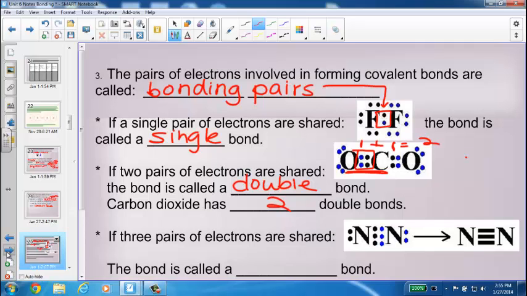And sometimes you'll notice we can write the bonds as lines. A line is a pair. So you'd have 1 pair here, 2 pair here. That's a double bond. Okay? A line equals a pair.